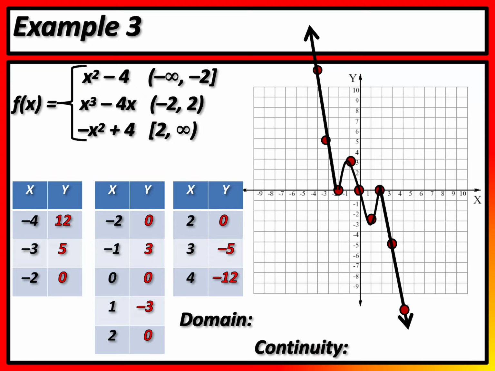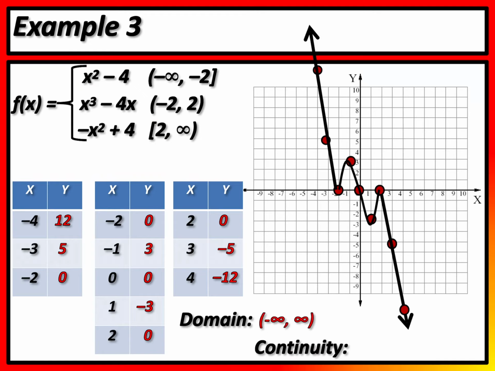Okay, so let's do the domain. Look at the x values. I see that the arrows of this function are going in both directions. I have no open circles anywhere on the interior of the function. So this must be -infinity to infinity.